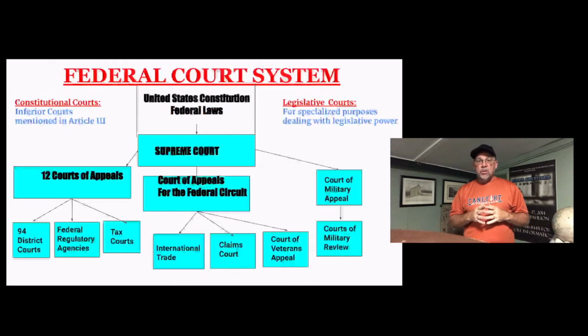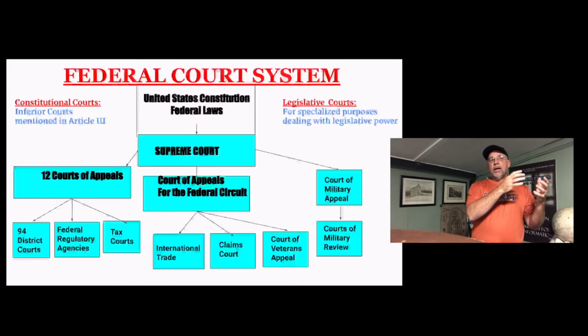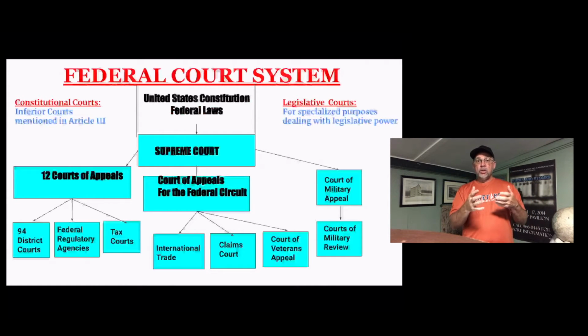It's divided into 2 different types of courts. So you have constitutional courts, and this goes back to what we originally talked about as far as judicial review, that Article 3 of the Constitution basically sets up the courts, but it also says that Congress can set up inferior courts. So this is the type of court system that Congress has basically set up to support the judicial system, okay?